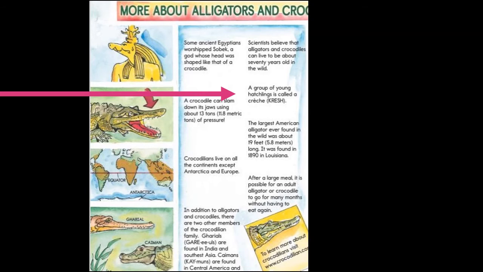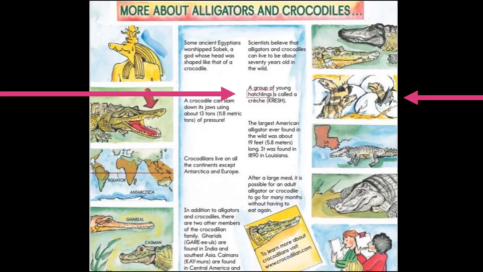Oh, you know what I just realized? I didn't show you the whole page. Oh, there's more to it. Oh, it shows little alligators and crocodiles doing what from the eggs? They're hatching. So maybe a hatchling is a baby that just came out of the egg.